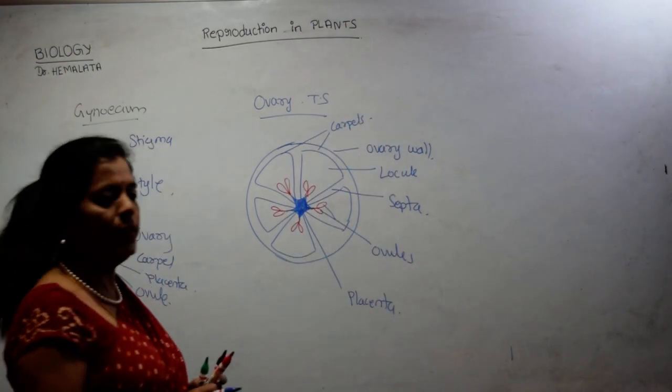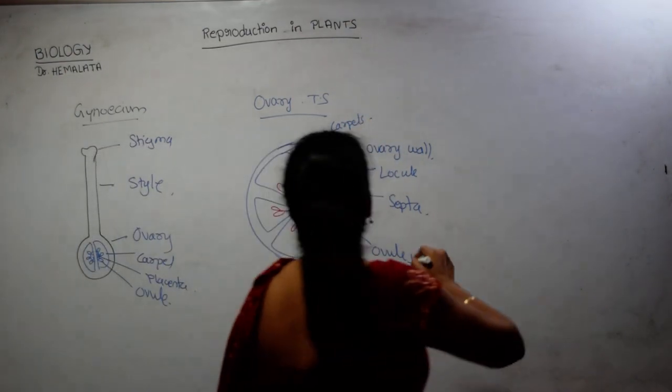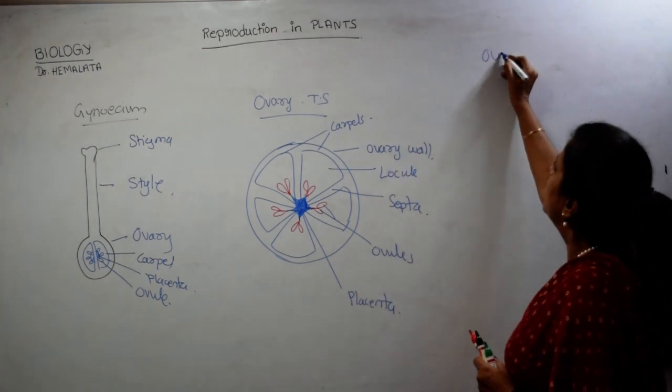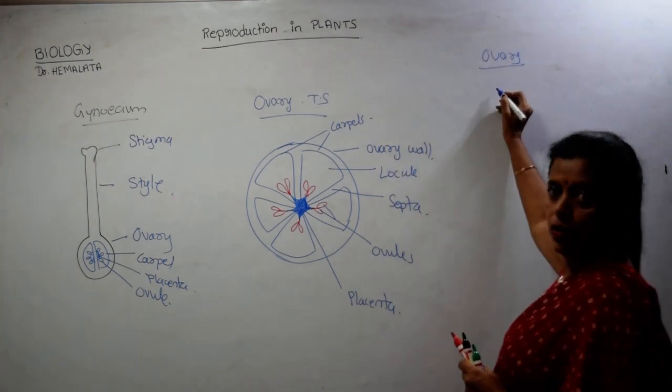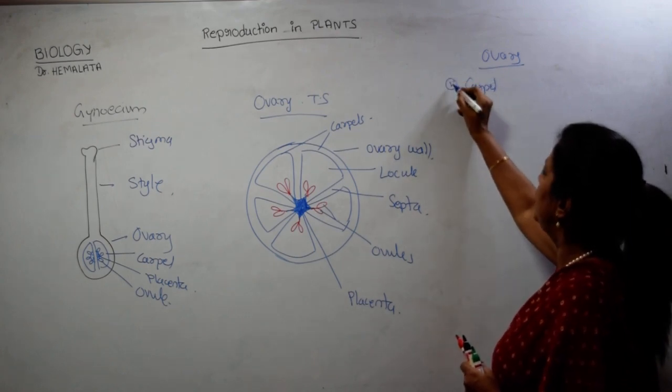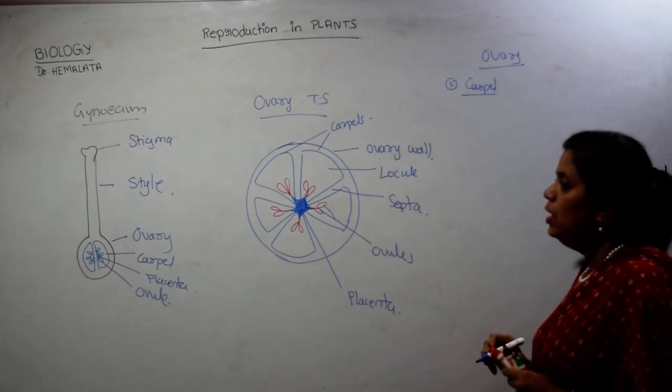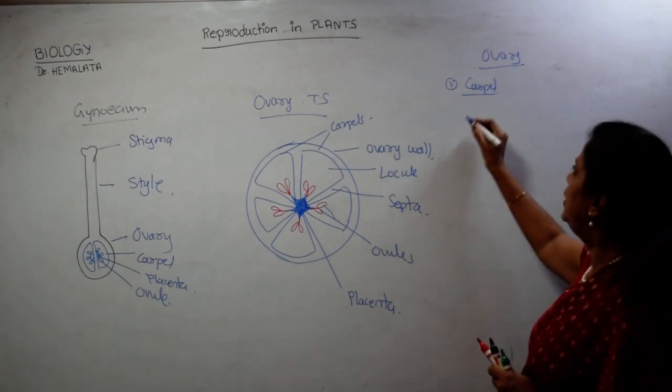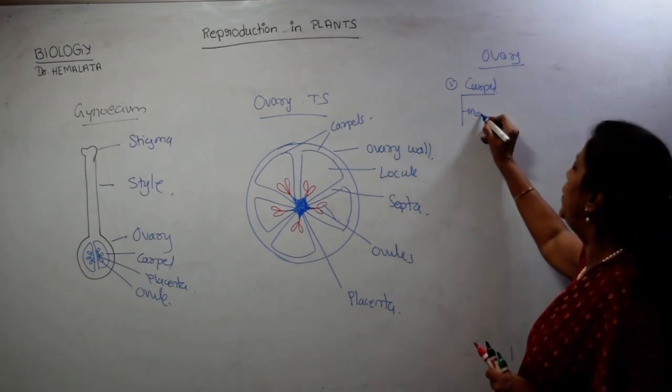Now how do you describe such ovaries? So how do you describe ovary? Based on the number of carpels. Means carpel-wise how to divide. First one I am giving you, first classification. If the carpel is single, it is called as monocarpellary ovary.